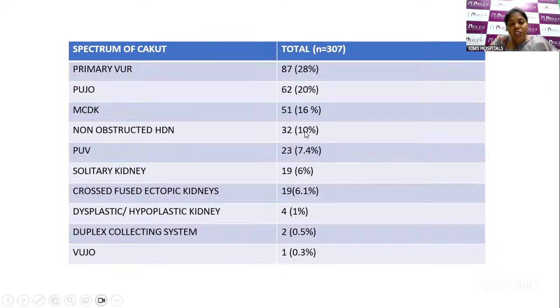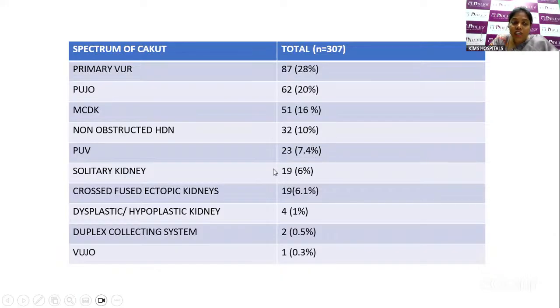These children do not have primary VUR or even an obstructive pathology, and still have persistent hydronephrosis, which does not cause any end-stage renal disease or any renal injury. They occur in around 10% of the cases. And the surgeon's favorite, posterior urethral valve, occurs in around 7.5% of the cases.